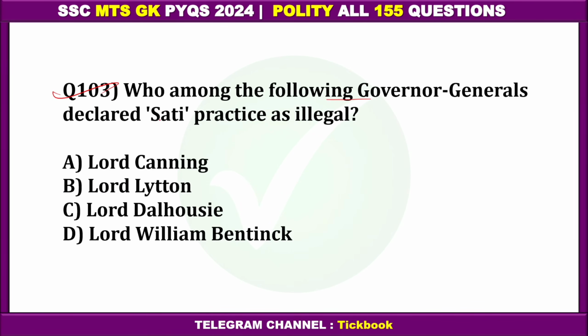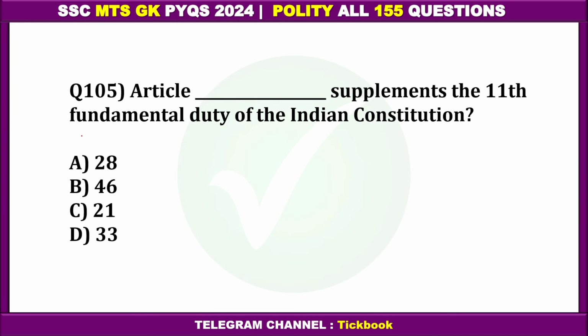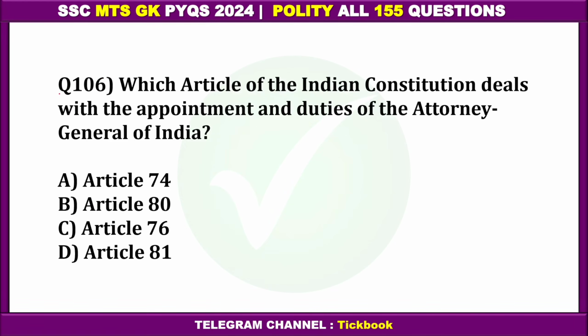103. Who among the following governor generals declared sati practice as illegal? Number D. Lord William Bentinck. 104. The right to freedom of religion is covered under which article of the Constitution of India? Number A. Article 25 to 28. 105. Article dash supplements the 11th fundamental duty of the Indian Constitution. Number C. 21.